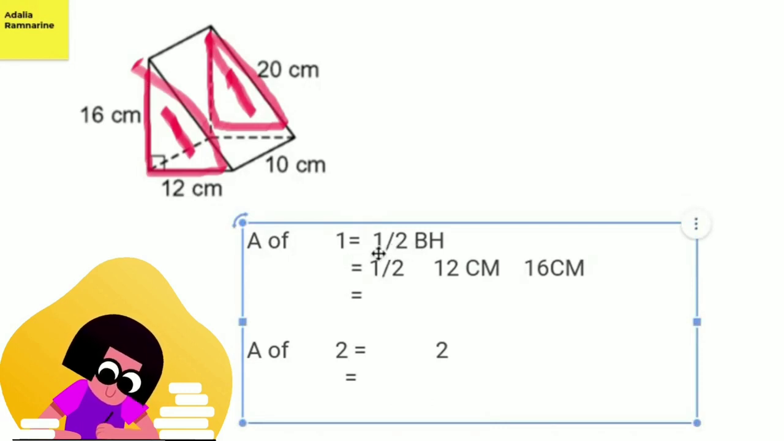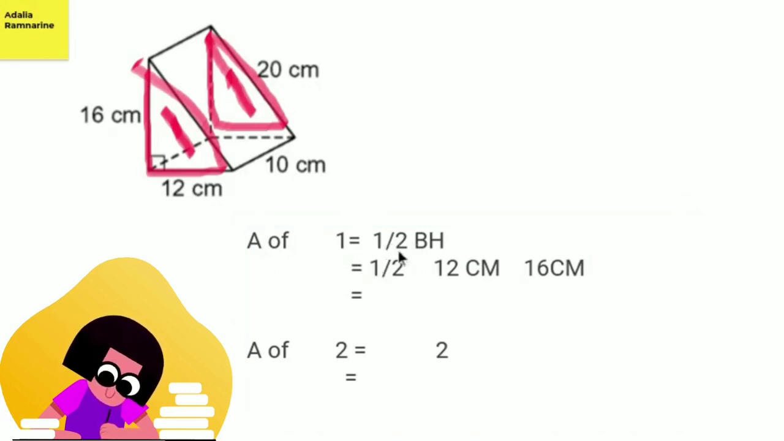Now we're going to have to find the base of the triangle. The base of the triangle will be at the bottom of the triangle, which gives us 12. And the height of the triangle is going to be 60 cm. Please note for area we multiply. So this will give us an answer of 96 cm square.